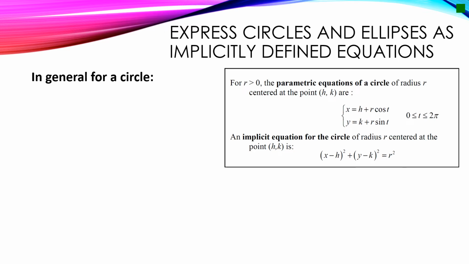Now, let me just point out a couple of things here. The center in the parametric is h, k, so those are the numbers that are on the outside. And when we have r's in front of the cosine and the sine, that r is going to be our radius. We see that same h and that same k in the implicit equation, and then we see r squared on the end.